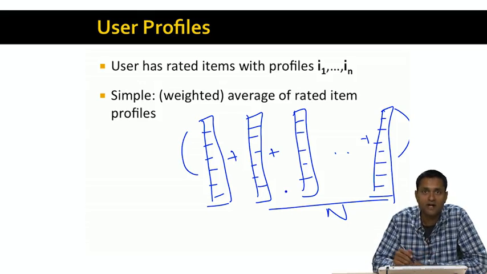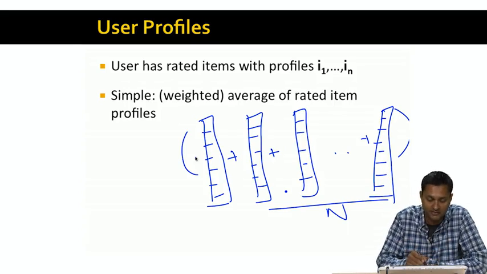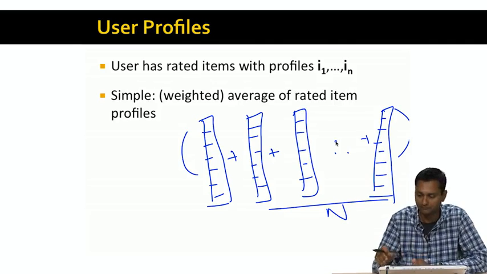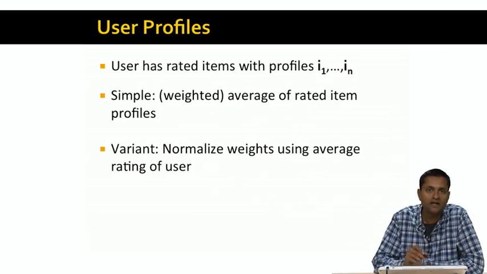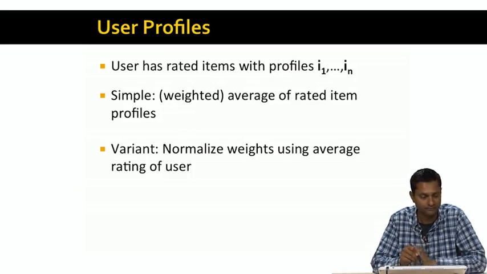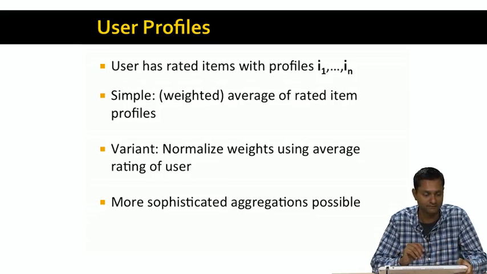Now, this doesn't take into account that the user liked certain items more than others. So in that case, we might want to use a weighted average, where the weight is equal to the rating given by the user for each item. Then you would have a weighted average item profile. A variant of this is to normalize these weights using the average rating of the user. And we'll see an example that makes this idea clear. And of course, much more sophisticated aggregations are possible. Here we're only looking at some very simple examples.